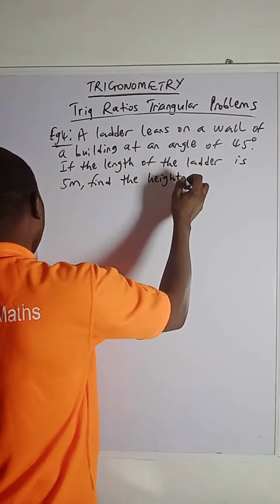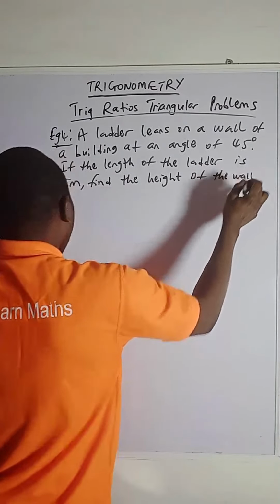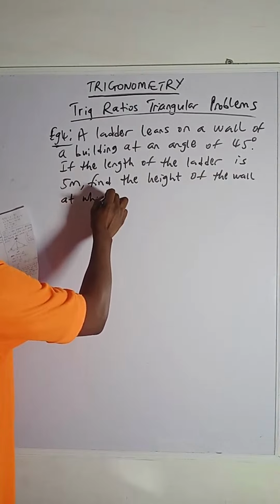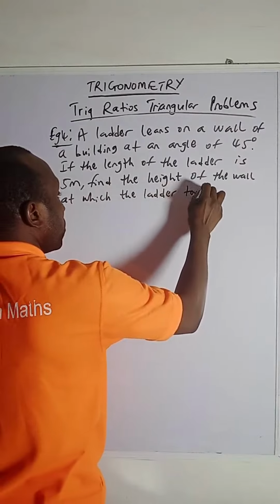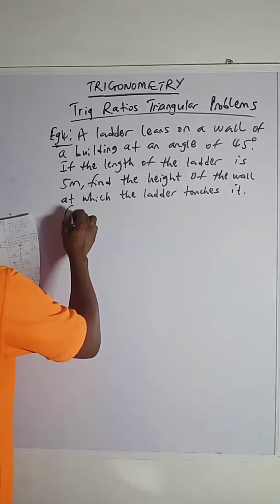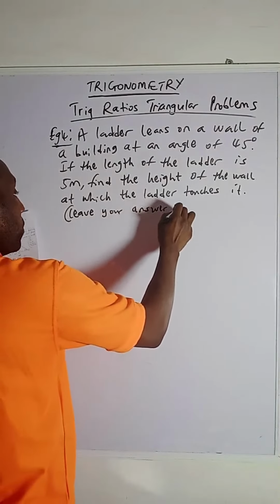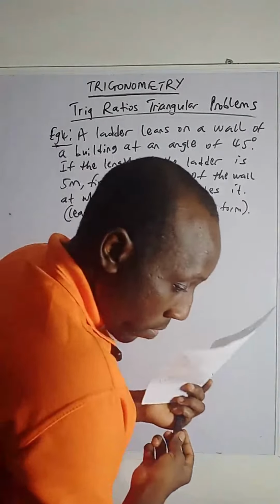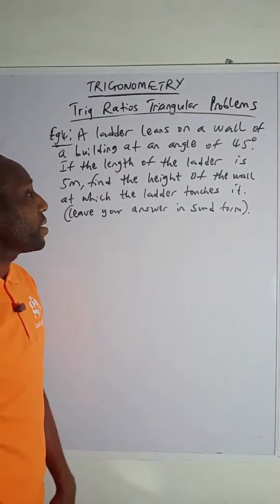Find the height of the wall at which the ladder touches it. We are asked to leave the answer in short form. Okay, good. So let's go ahead now, real quick, without wasting time.